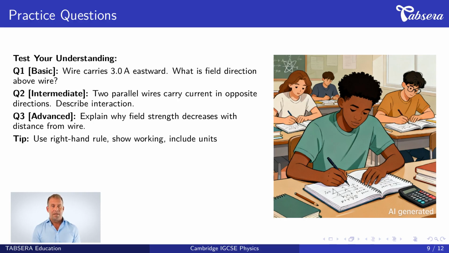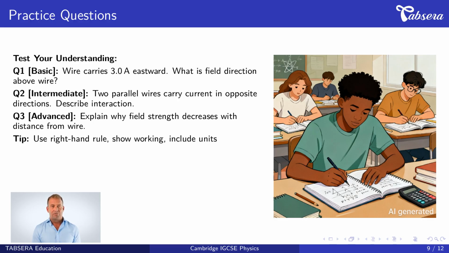Question 2 is intermediate level. It states, 2 parallel wires carry current in opposite directions. Describe the interaction between the wires. This requires you to apply field combination principles. Question 3 is advanced level. The question is, explain why field strength decreases with distance from the wire. This tests your understanding of field physics.